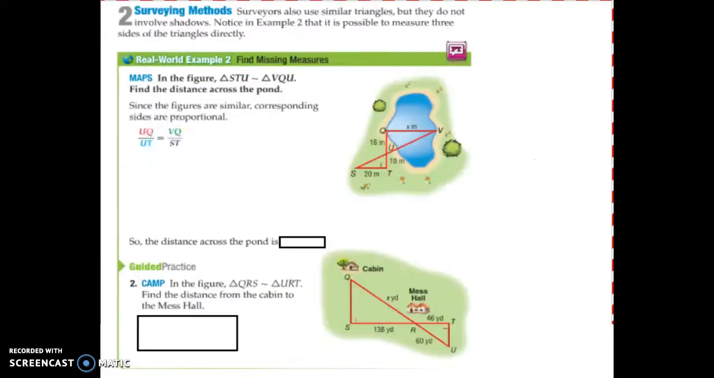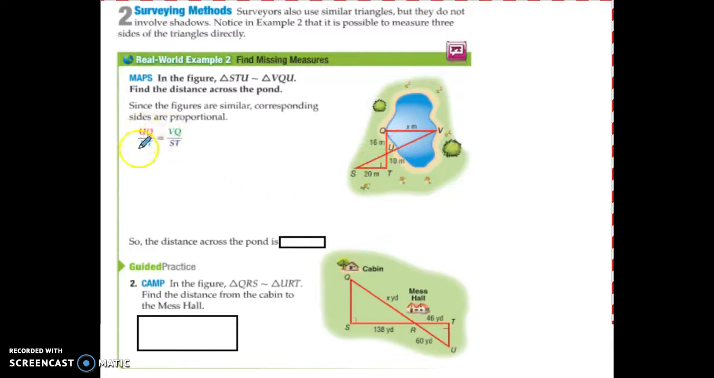Let's do one more. Here they use indirect measurement to measure across a lake, something you don't want to necessarily swim across because it'll take a lot of energy. They measured some distances on land to use similar triangles to find the distance across the lake rather than swimming it or walking around it. The way these triangles match up, I have the smaller triangle here and a larger triangle.